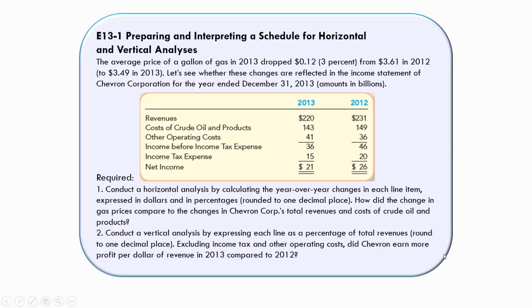Now, interpreting. We're going to get to interpret some of this in a moment. So the average price of a gallon of gas in 2013 dropped 3%. And let's see whether those changes are reflected in the income statement for Chevron Corporation. They would like us to do a horizontal analysis and a vertical analysis, and they're kind to us because when they say the vertical analysis, which is up and down, they want us to do it as a percentage of total revenues.